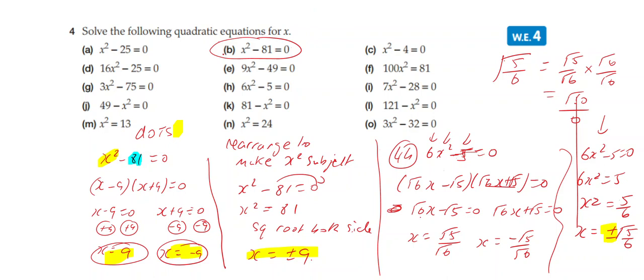So hopefully that helps. Questions like 4a, 4b, 4c, even 4d, 4e and 4f are doable because they're all square numbers, so you can do a DOTS factorization quite easily. But even easier is to rearrange the equation so that x squared is the subject, and you can take the square root of both sides to get the answer. So hopefully it helps.